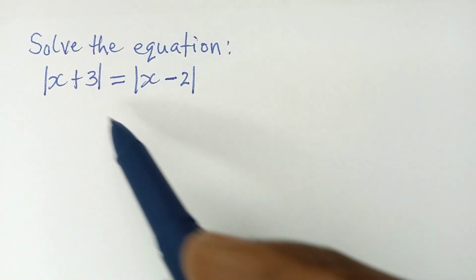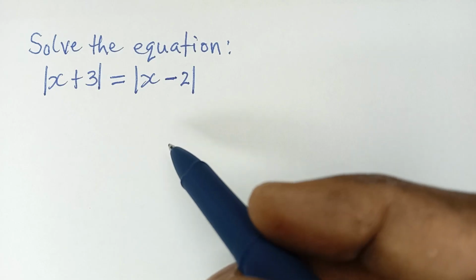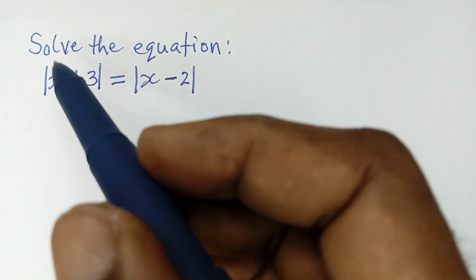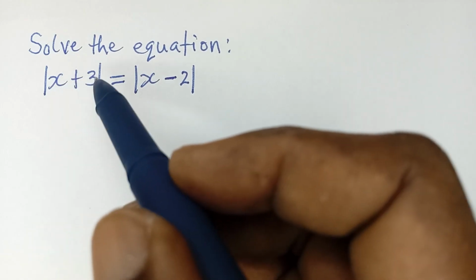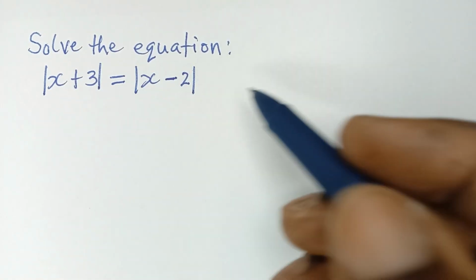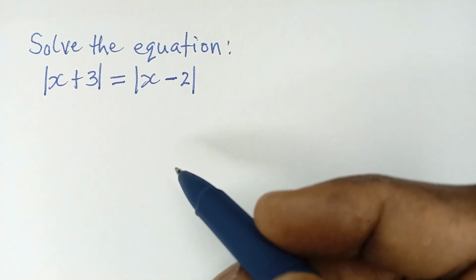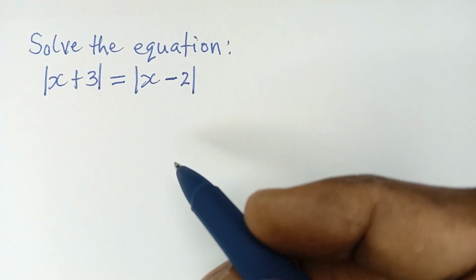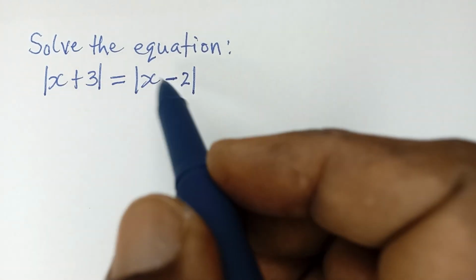Hello, let's look at these absolute value equations together. Now, this question says solve the equation |x + 3| = |x - 2|. For us to solve this, the first thing to do is to square both sides.